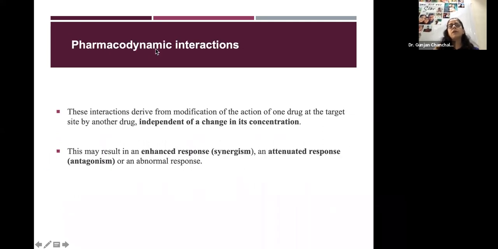Then coming to pharmacodynamic interactions. Okay, pharmacodynamic interactions are about the action of the drugs. When there are 2 drugs which act at the same target site, they will change the action of each other. Independent of the change in the concentration, the drug levels will remain the same, but because they are acting at the same site, their effect will get enhanced, or if they oppose each other's action, then the effect will get antagonized. Okay, so they will either enhance each other's response or attenuate the response of each other when 2 interacting drugs are given together.